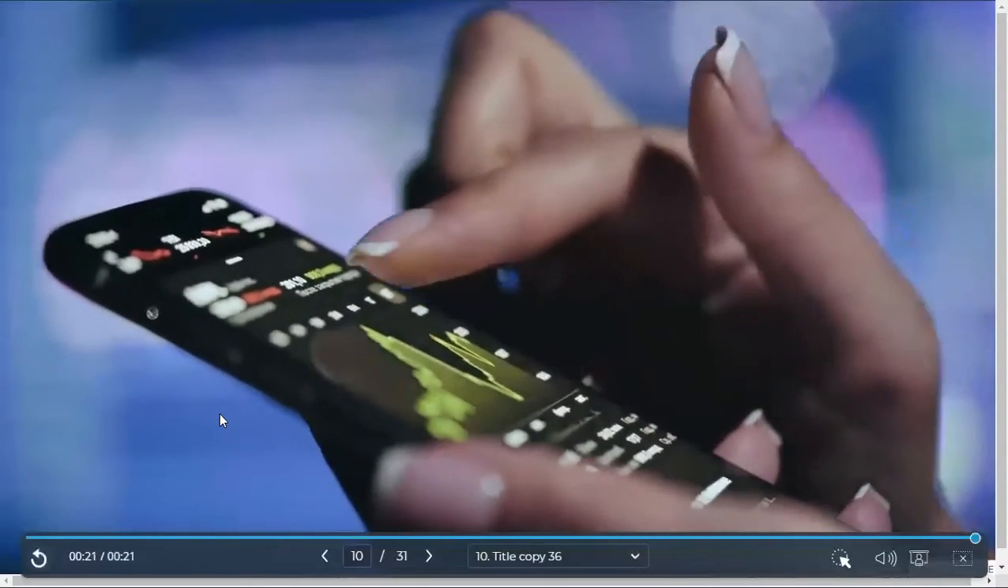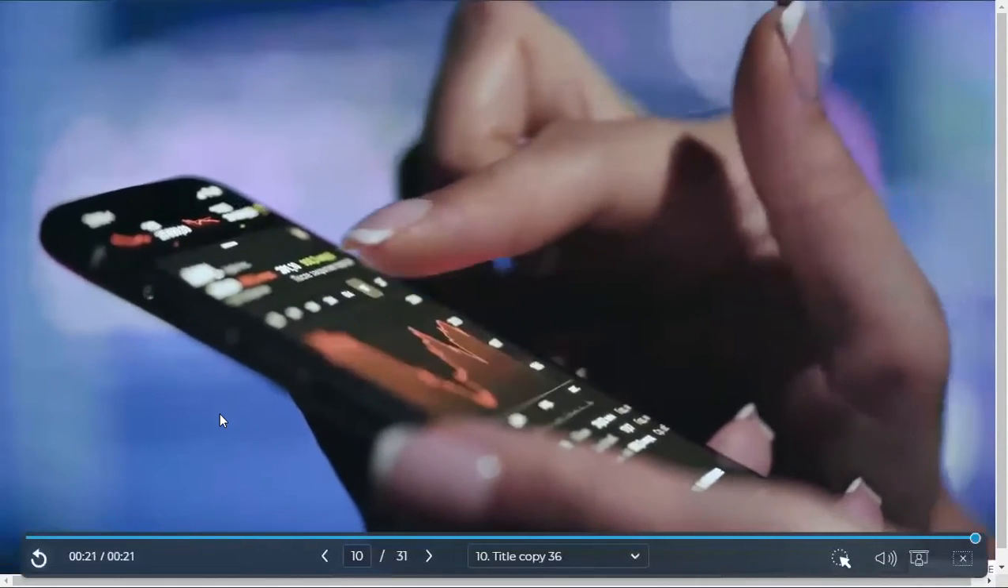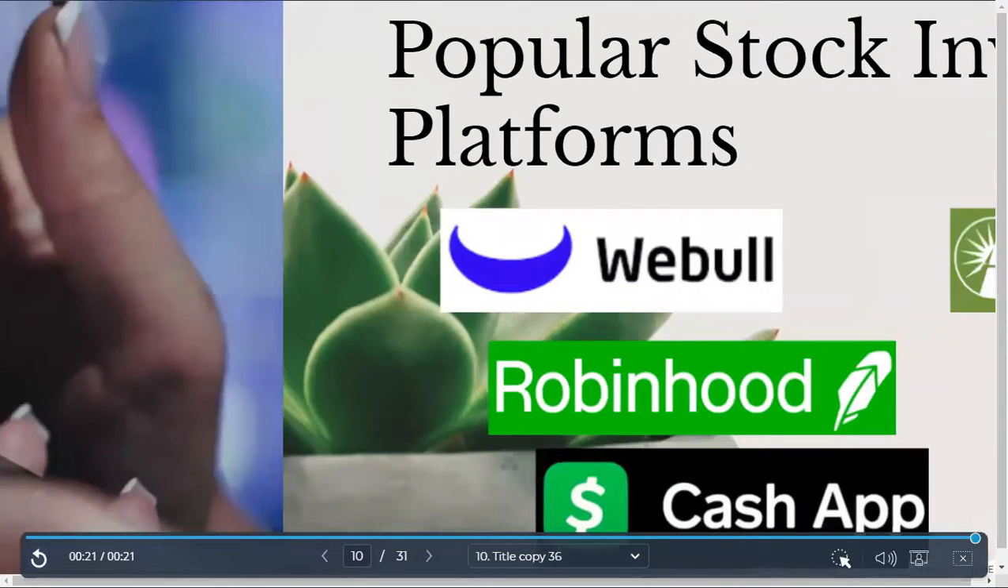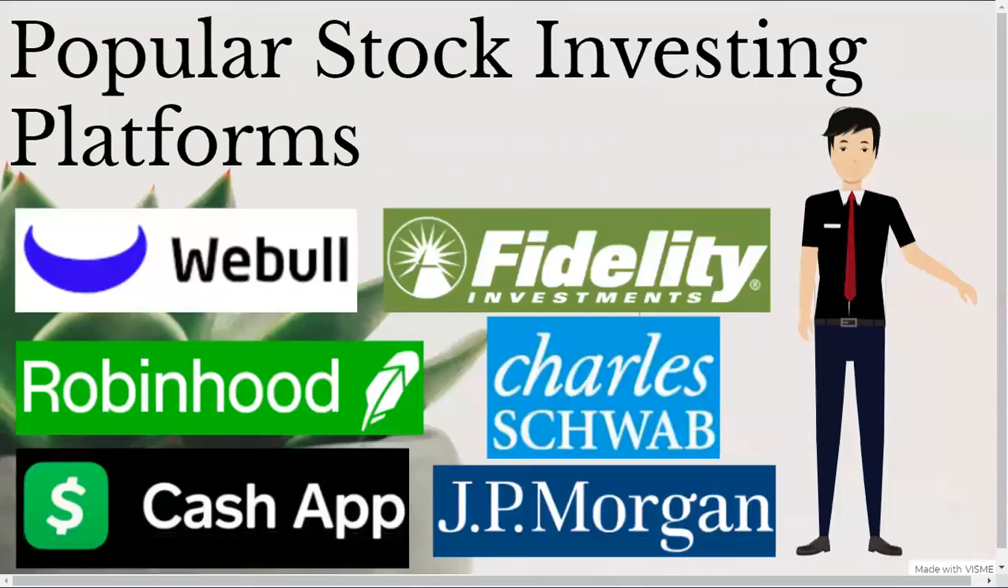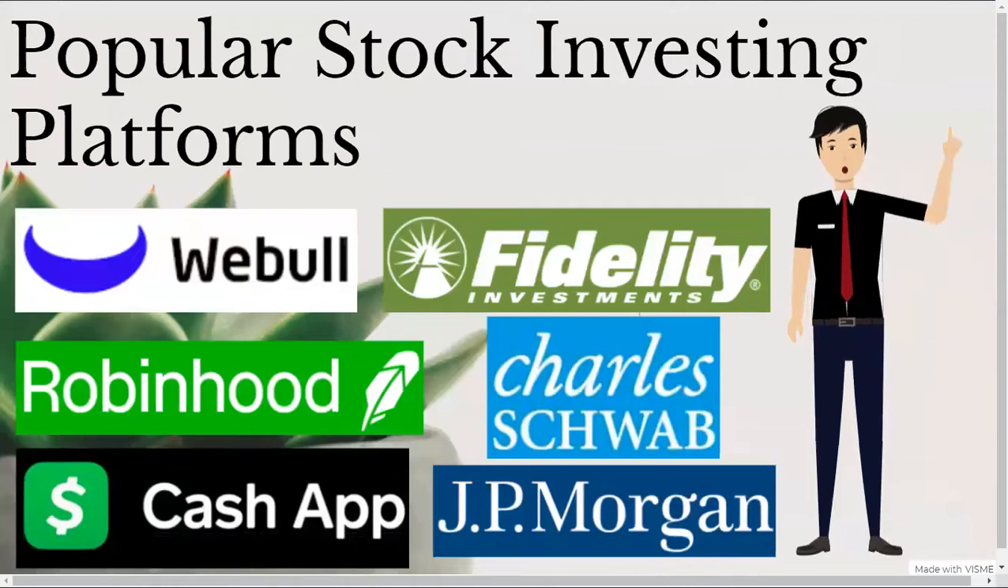Okay, so let's say you want to put some of your money in stocks. Well, where do you even start? First, you want to sign up for a brokerage account on an investing platform. An investing platform will allow you to buy, sell, and hold stocks. The most popular ones include newer mobile-first platforms such as Webull, Robinhood, and the Cash App, as well as more established platforms such as Fidelity, Charles Schwab, and JP Morgan.